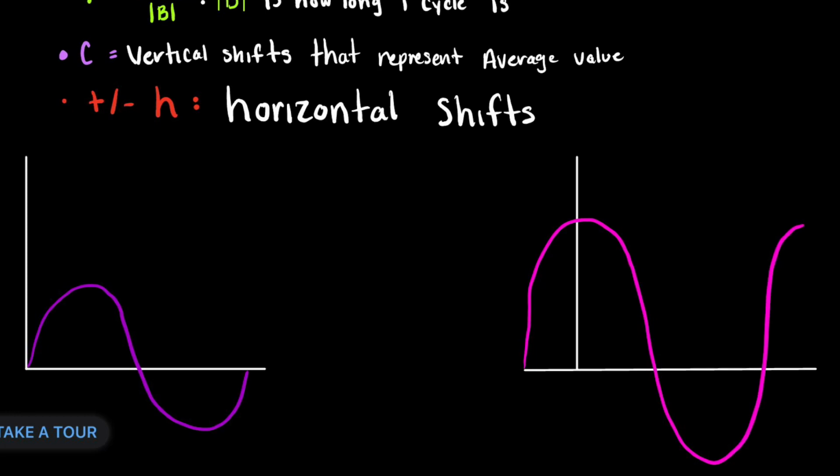Here I show you the difference between a sine and a cosine periodic function. The one in magenta is a typical cycle for sine, and the bright pink is a typical cycle for cosine.